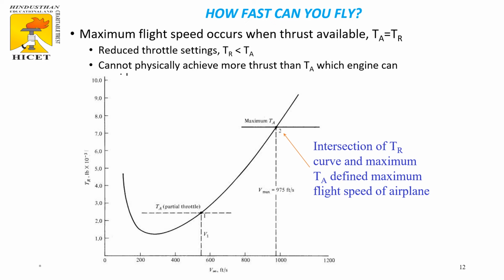How fast we can fly: the maximum flight velocity occurs when the thrust required reaches the thrust available. That is the maximum thrust the airplane can produce, and that's where you can reach your maximum velocity. After that there is no thrust available, so you will not reach any further velocity. This is for your information.